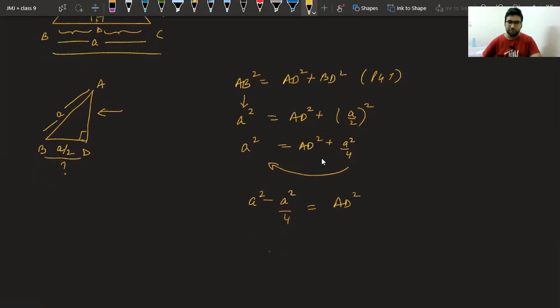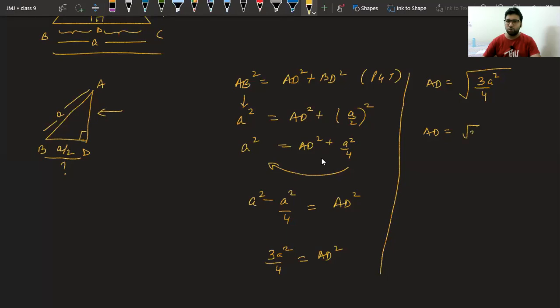Now what will we get? 4A square minus A square is 3A square upon 4, which is equal to AD square. What is the value of AD now, class? If AD square is 3A square upon 4, AD will become under root 3A square upon 4. Now what will come out? This A will come out and 2 will come out from the denominator, and we will get root 3A upon 2. So we have got the length of height as root 3 upon 2 A.